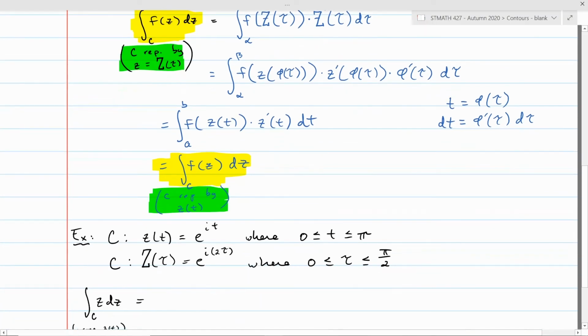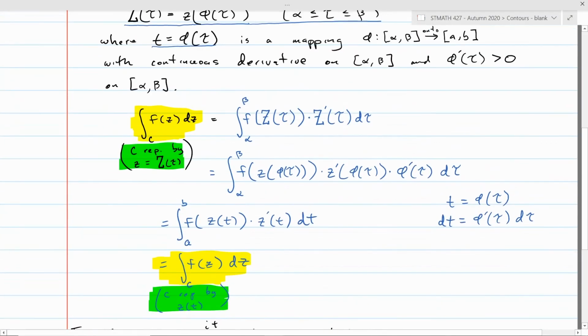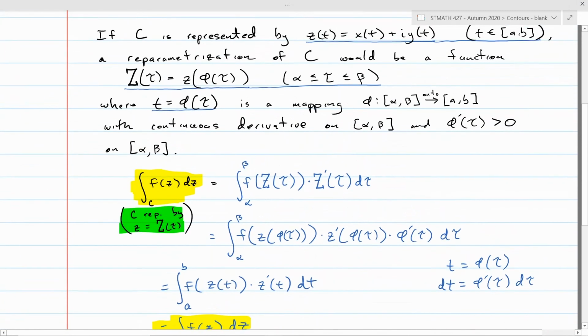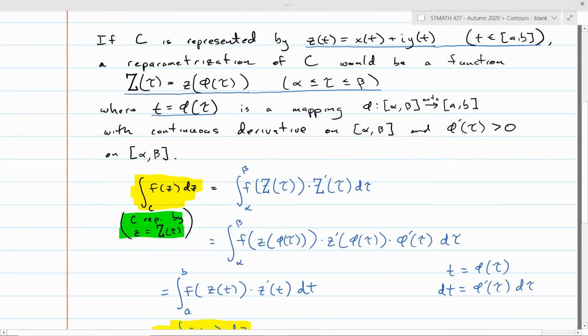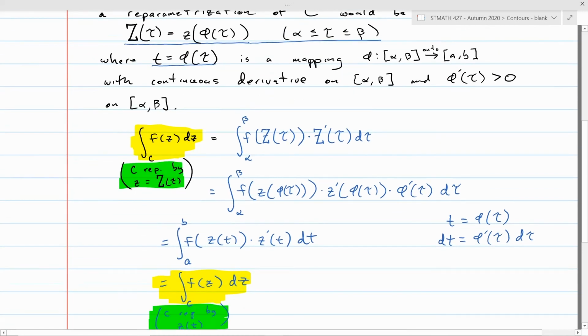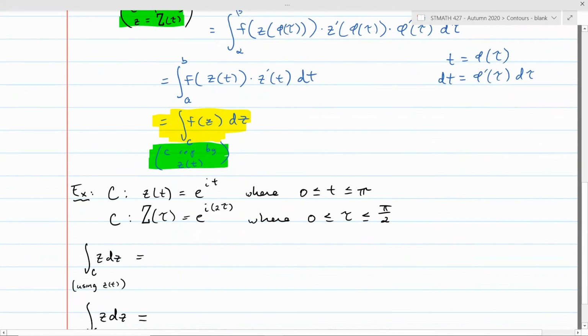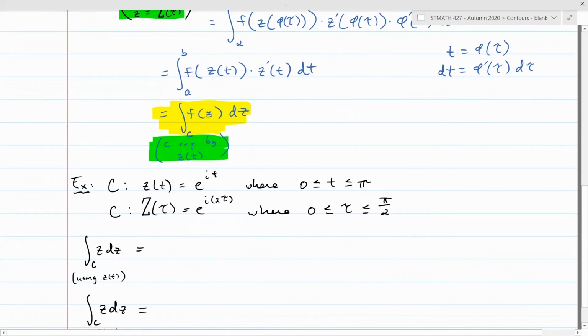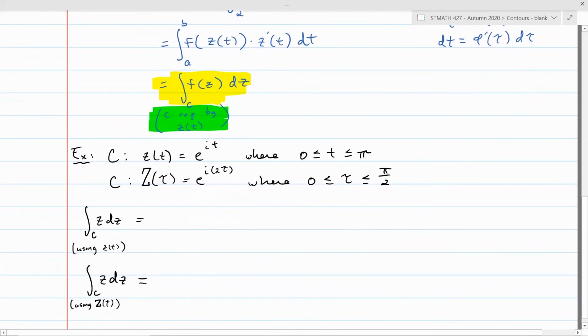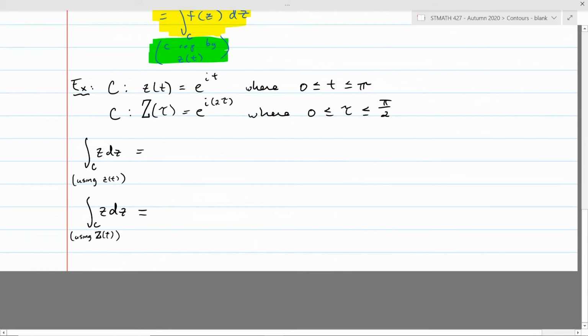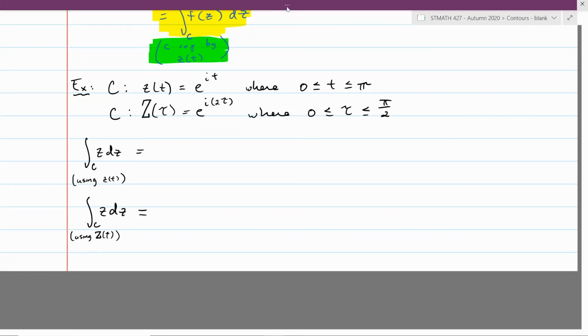So I realize that's a little bit heavy for you if you're not super well reviewed on contour integrals from multivariate calculus. But the idea is pretty straightforward actually. It's just saying if you represent the same curve in two different ways, you should get the same answer when you integrate. So just to give you a quick little example of how this would go, we've got two different parameterizations of the top half of the unit circle.